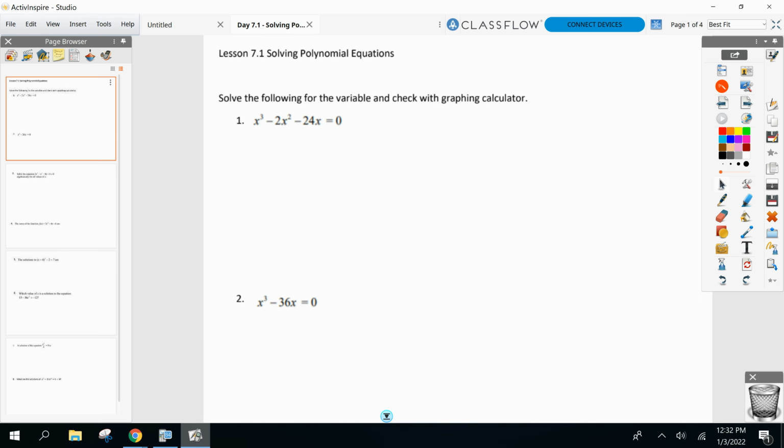Let me give you a little secret right off the bat. What's the highest exponent in that equation? 3. That's how many answers you should have. Whatever the highest exponent is, that's how many answers you should have at the end. So keep that in the back of your mind.